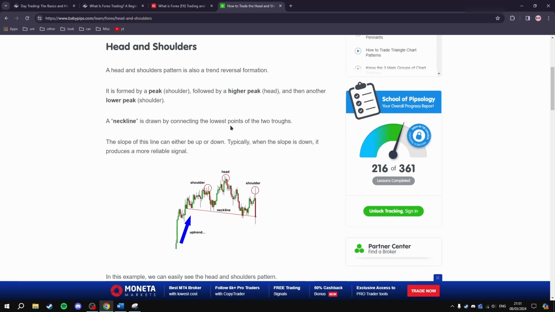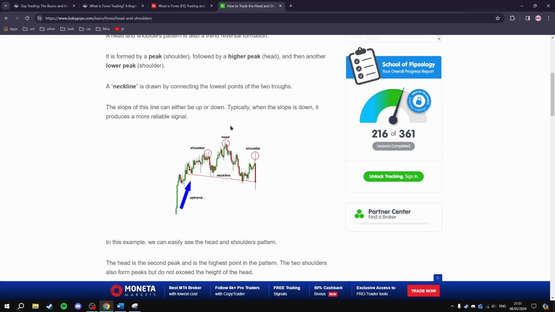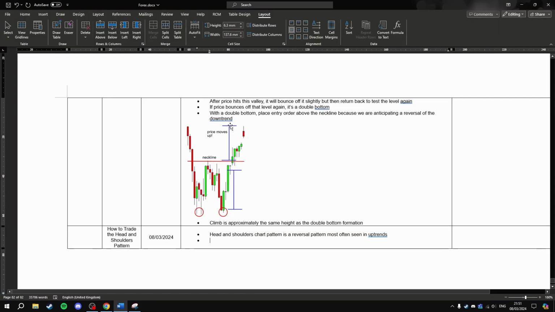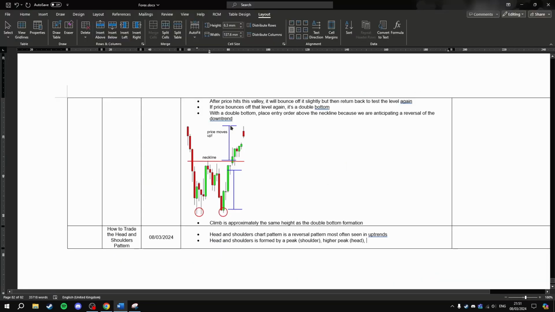Head and shoulders. A head and shoulders pattern is also a trend reversal formation. It is formed by a peak, the shoulder, followed by a higher peak, the head, and then another lower peak, the shoulder.